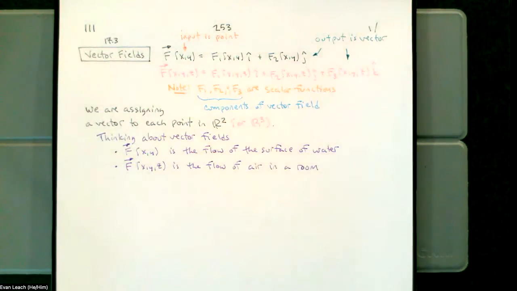We can think about a vector field in R3 as the flow of air in a room. At every point in this room, air is going in some direction. The vector field is just telling you what direction the air is flowing.